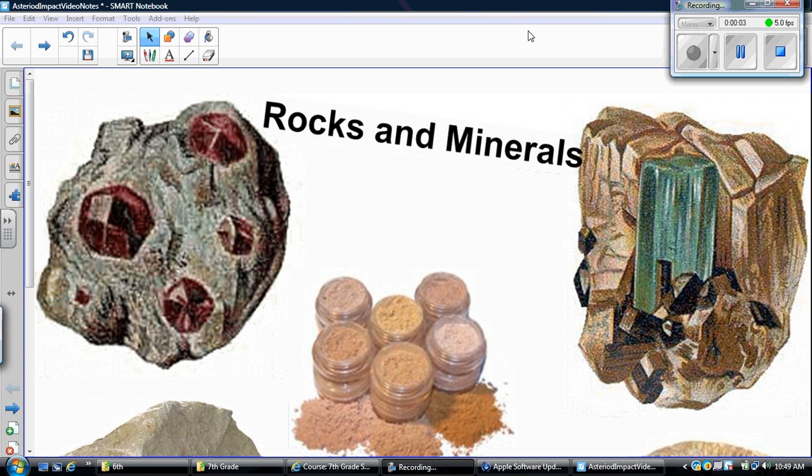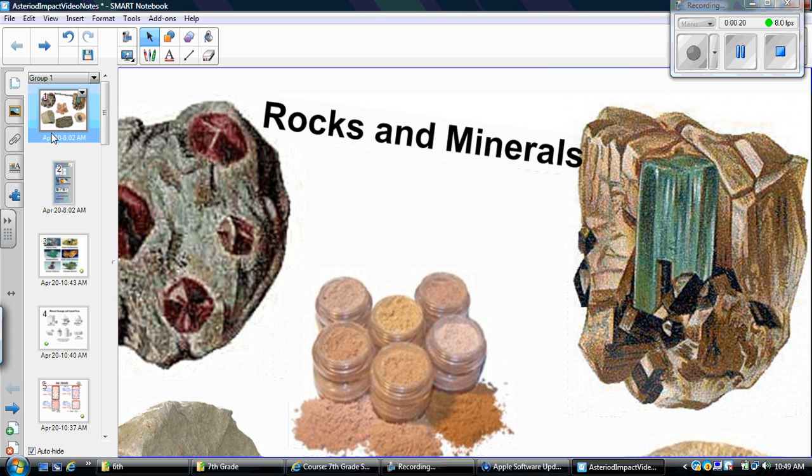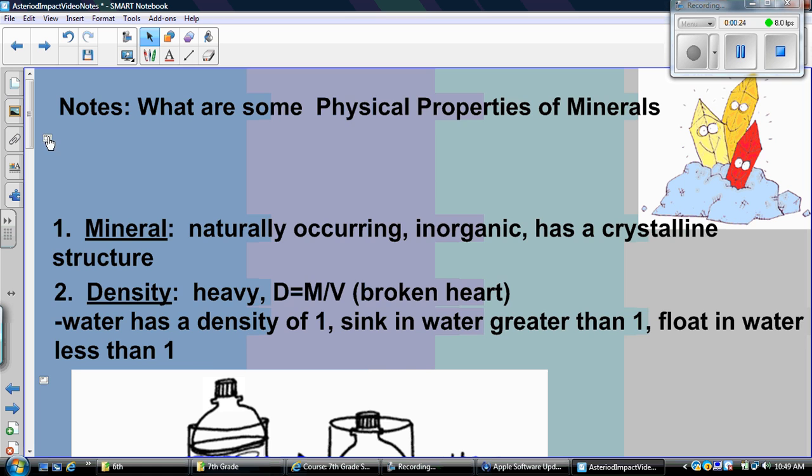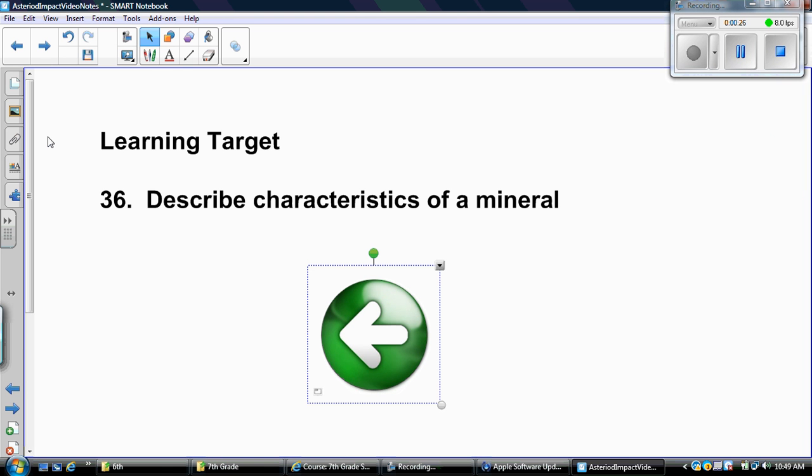Okay, our asteroid impact unit is an engineering unit that ties what we know about rocks and minerals to the real world. So we're actually modeling an engineering project using what we know about rocks and minerals. So our first target is to describe characteristics of a mineral.